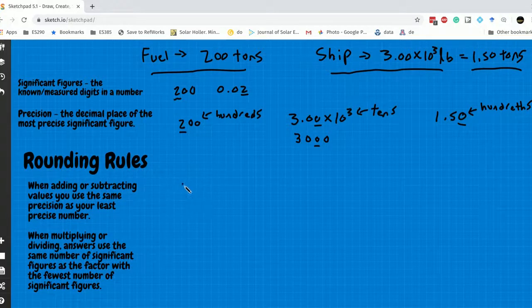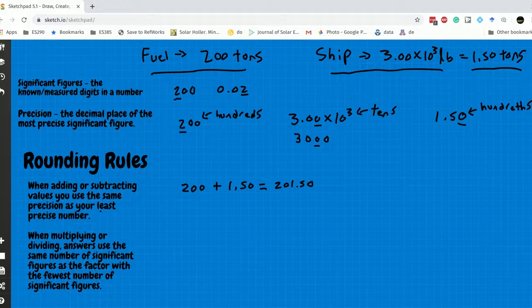If we use our known values of 200 tons of fuel and 1.5 tons of spaceship, we should be able to add these values together to figure out what the total weight is of a fully fueled spaceship. 200 plus 1.50 is equal to 201.50. You might be tempted to leave your answer here, but we need to go back to the rule that we just learned and make sure that we're expressing our answer using the correct level of uncertainty.